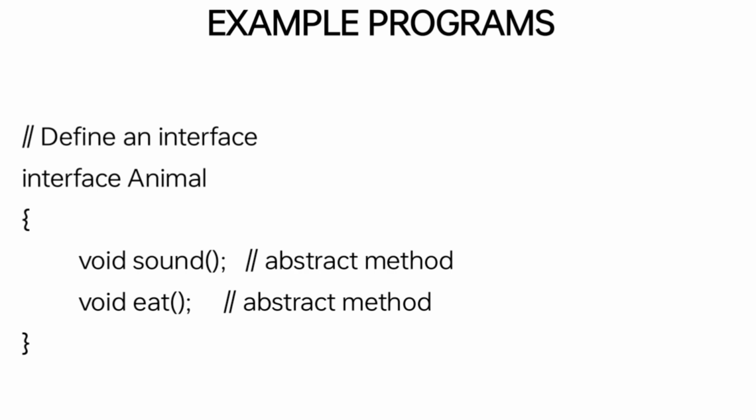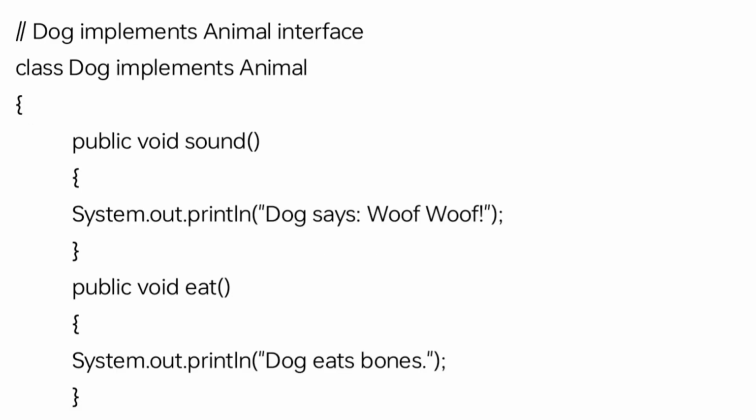Example program for interfaces. Here Animal is an interface that has two abstract methods, sound and eat. These abstract methods are defined in the subclasses. So class Dog implements Animal. If we inherit the properties of another class, we use the extends keyword. If we use the properties of an interface, we use the keyword implements. So Dog implements the properties of the Animal interface, and the sound and eat methods must be defined in this Dog class.